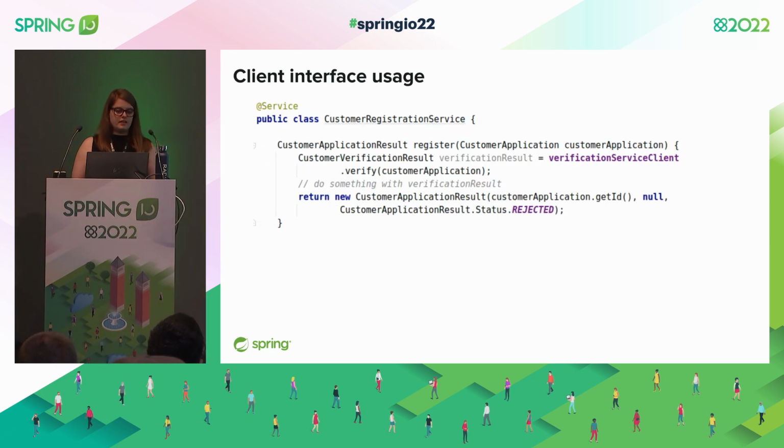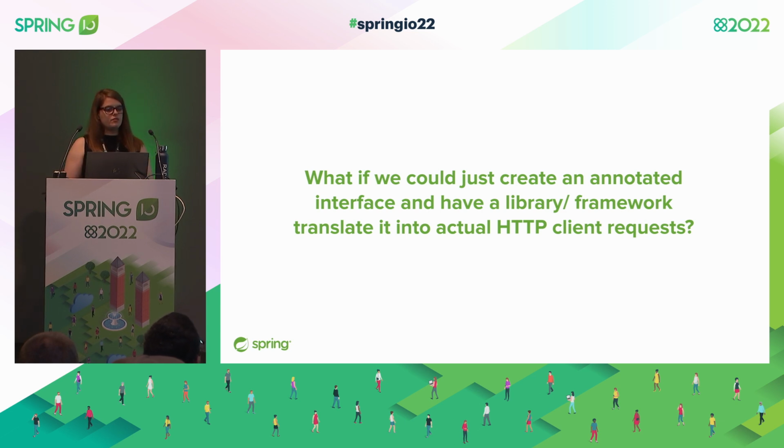And we can then call it in our service class. We will see this in a demo, and then we get some result, and we can do whatever else we were doing. It is already looking better than the first option. And what if we could just create an annotated interface and have a library or the framework translate it all into actual HTTP client requests and not have to deal with any HTTP client?